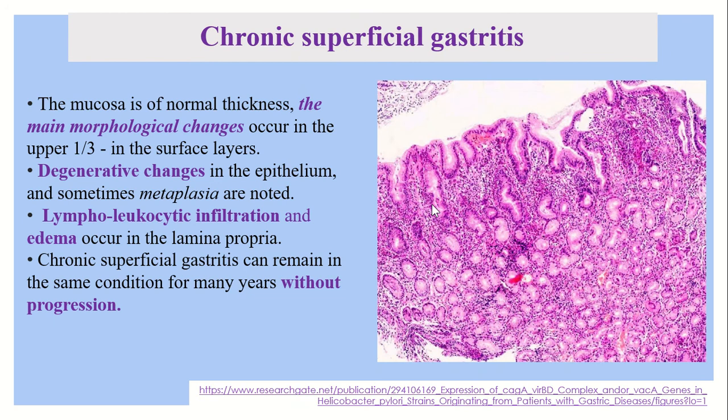The chronic superficial gastritis is mainly caused by Helicobacter pylori, and here the mucosa is of normal thickness.